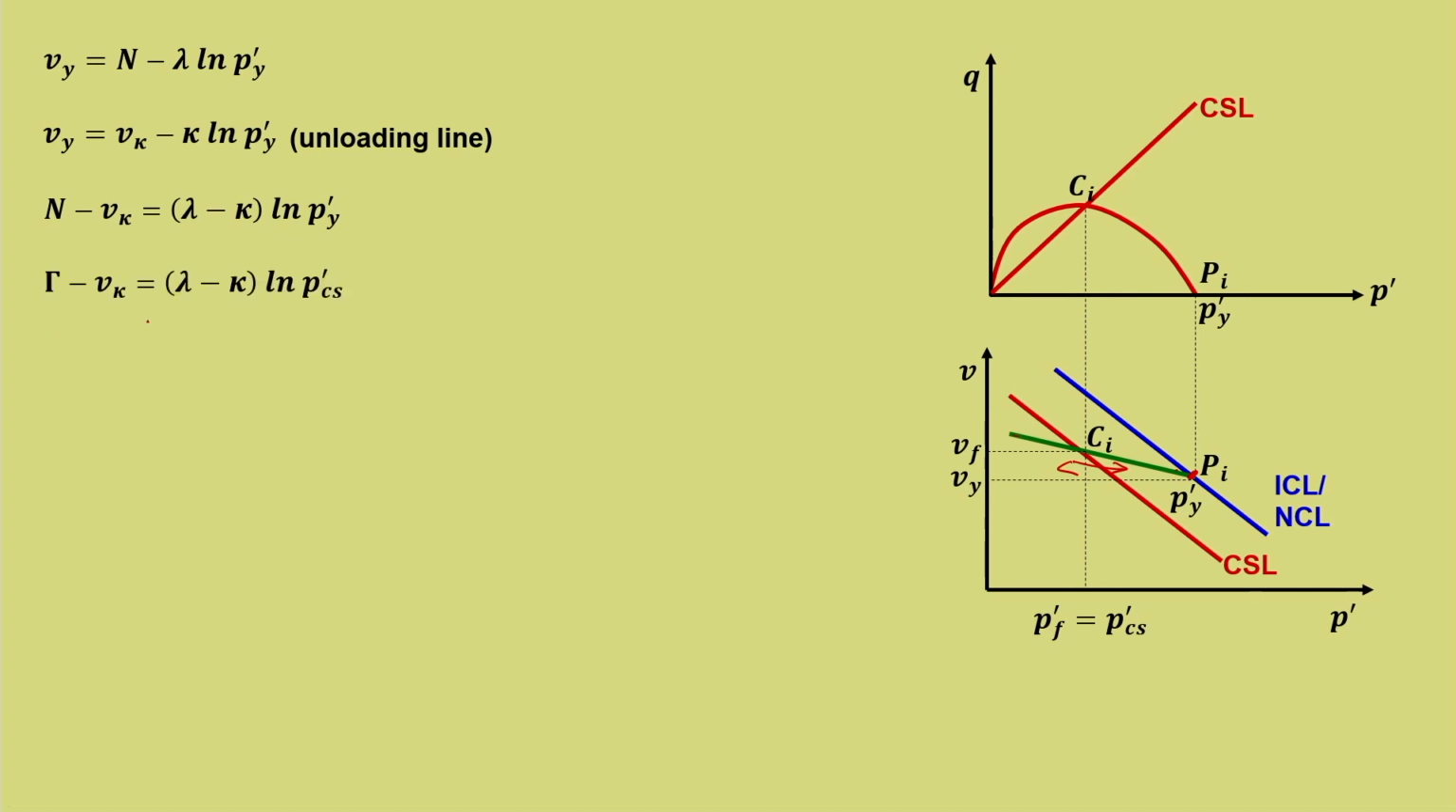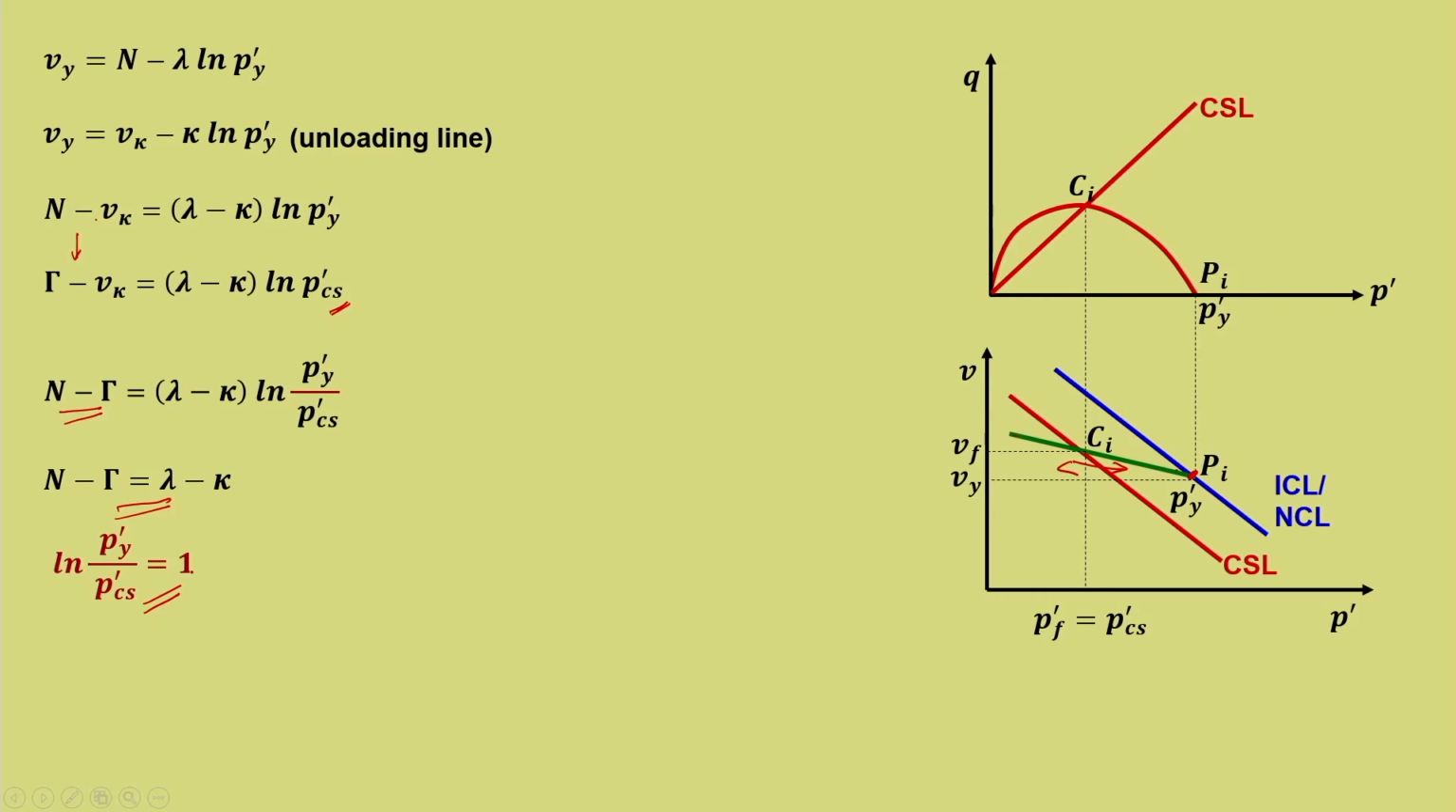Now, from the previous slide, considering the critical state point, we can write gamma minus V kappa is equal to lambda minus kappa ln p' cs. Now, this minus this will give n minus gamma is equal to lambda minus kappa times ln p' y minus ln p' cs, and that will give ln p' y upon p' cs. But we have already derived the relationship n minus gamma is equal to lambda minus kappa. Substituting that, we can write ln p' y upon p' cs equal to 1.